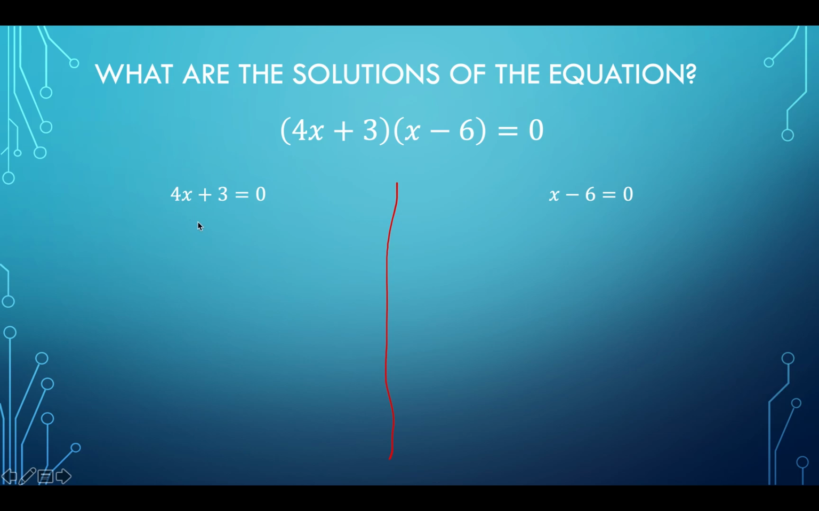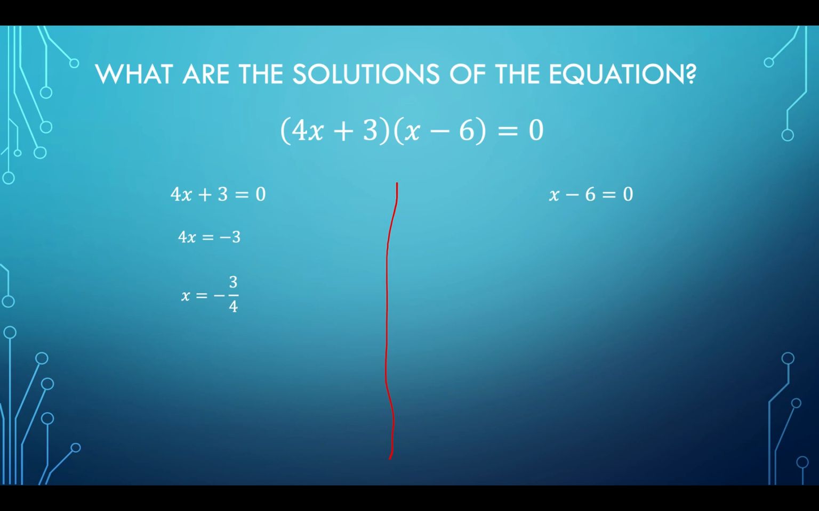4x plus 3 is equal to 0. So our goal is to get x by itself, and the first thing we have to do is subtract 3 from both sides of the equation. So when we subtract 3 here and then 3 over here, we get 4x is equal to negative 3. Now we have to get x by itself, so what are we going to do with that 4? We're going to divide each side by 4, and when we do that, we get our answer as x is equal to negative 3 over 4. And that's our answer for the first equation.